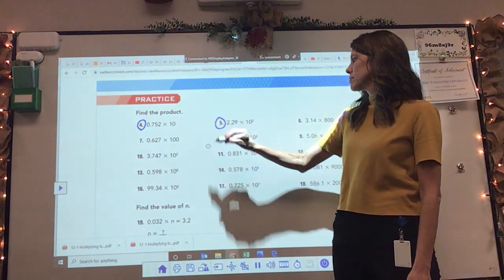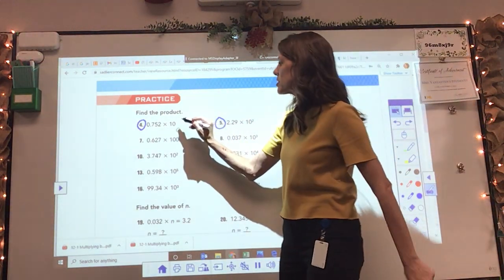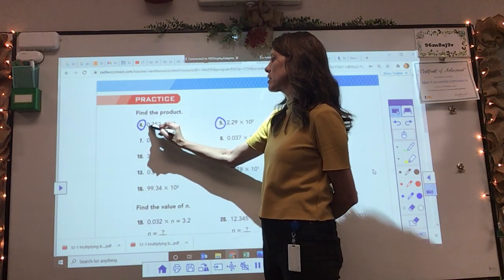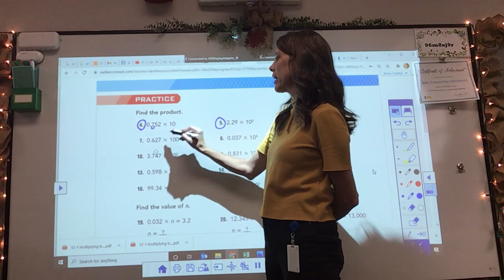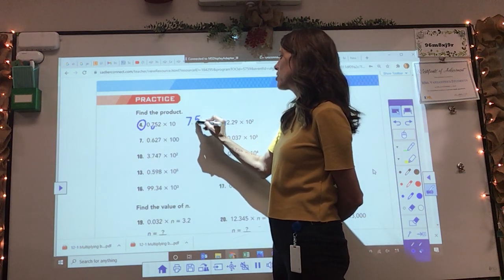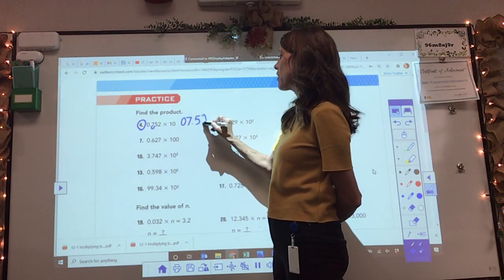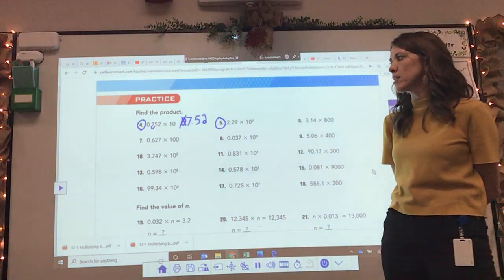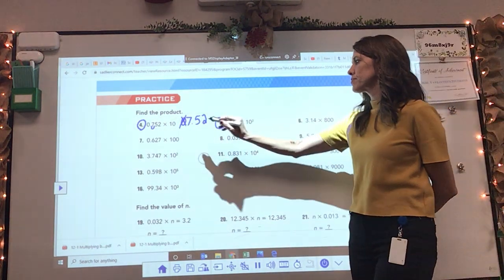Number 5. I'm sorry, you know what? Let me put this on here for the blended learners that are learning. Okay, we've got times 10, so all we did is move that decimal point one spot to the right, which ends up with 0.752, and we decided we definitely don't need that 0. It's not doing anything, so 7.52.